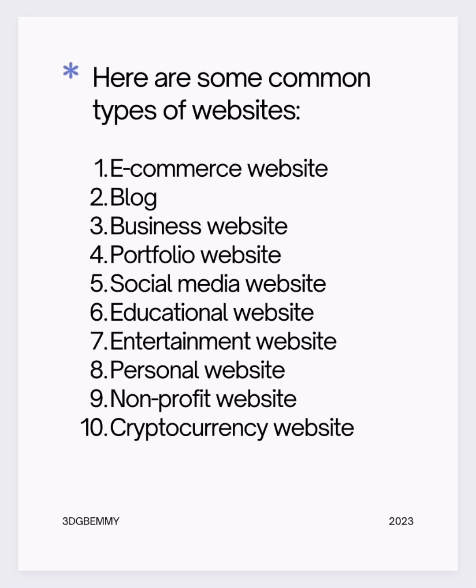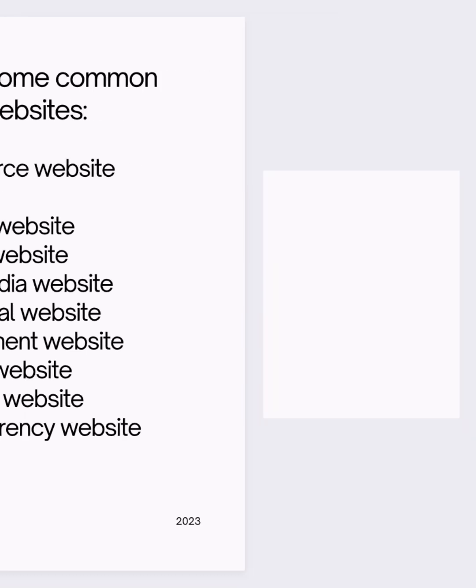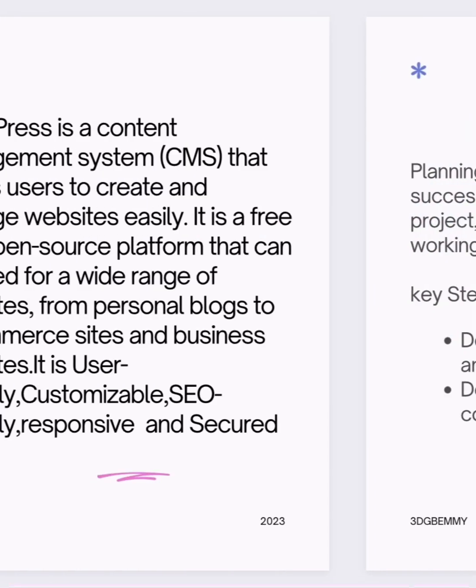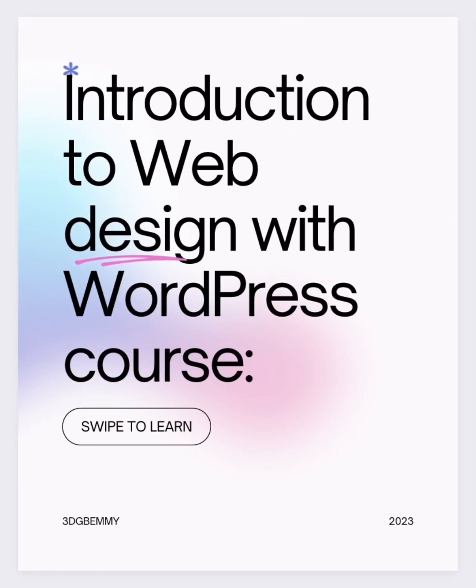I'm going to be sending an example of each kind of website so you can look forward to what you are going to be building by tomorrow, the next day. We have social media websites like Facebook and Instagram, and educational websites for schools. We have entertainment websites. We have personal websites for yourself, for whatever services you are offering. We have non-profit websites, and cryptocurrency websites. So those are the kinds of websites we have, and I'm going to be sending this ebook so you can look at it during your free time.